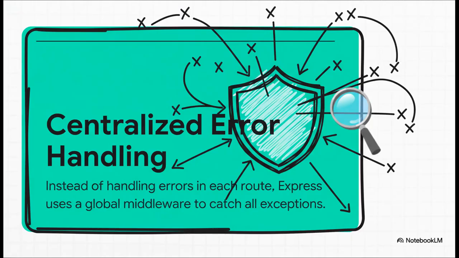And this right here is the core idea behind Express error handling. And honestly, it's brilliant. Instead of cluttering up all of your routes with repetitive error checks, you create one single global safety net. It's like setting up a giant trampoline under your entire application. If anything falls, this one piece of middleware will catch it, keeping your code clean and your user's experience predictable.